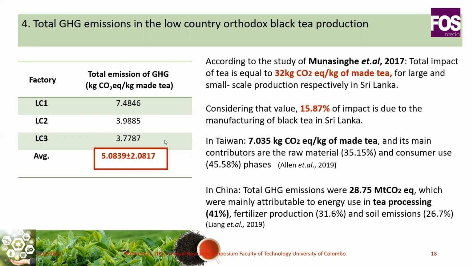So when we consider the previous studies with our calculations, the basic greenhouse gas emission value for black tea production in Sri Lanka for the whole life cycle is around 32 kilogram of carbon equivalent for making 1 kilogram of made tea. So considering that value, 15% impact is due to the manufacturing of black tea in Sri Lanka. It means there's a 15% impact due to the manufacturing process of black tea in low country of Sri Lanka.